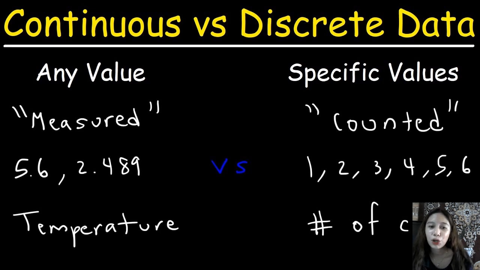So as you can see, continuous is any value that is measured, like 5.6, 2.489, and for example, temperature. On the other hand, discrete data are specific values. It is counted or countable, like 1, 2, 3, 4, 5, 6, for example, the number of cats. So let us proceed.